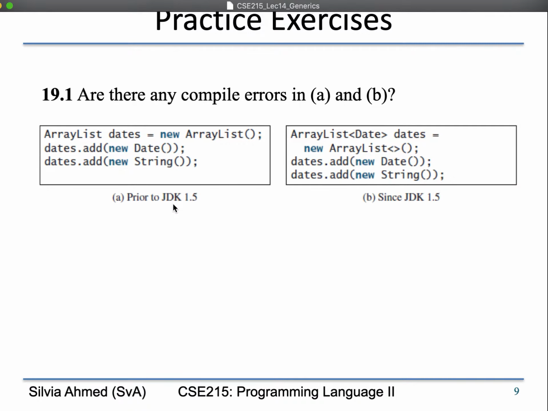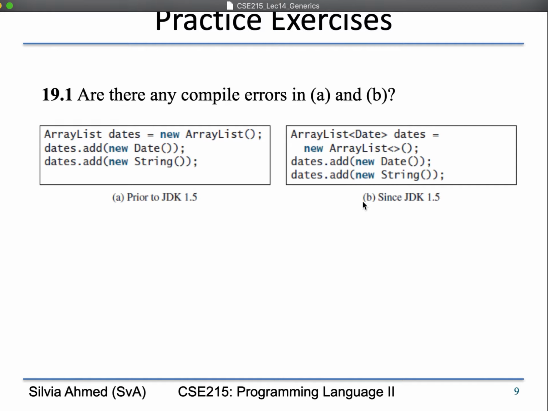This is prior to JDK 1.5, so that is before the generics concept. So here we are creating an array list of dates, and then we are adding first a new date object, then we are adding a new string object, and we understand that there is no error because before generics the add method actually accepts the type Object, so any subclass of Object is acceptable.